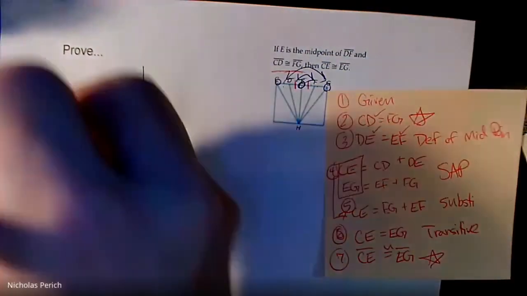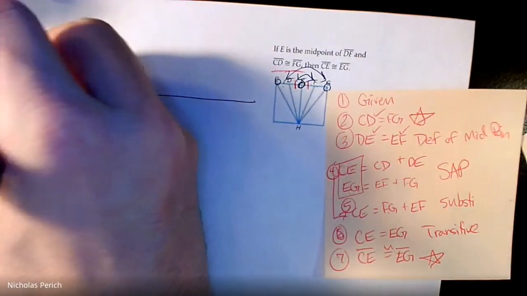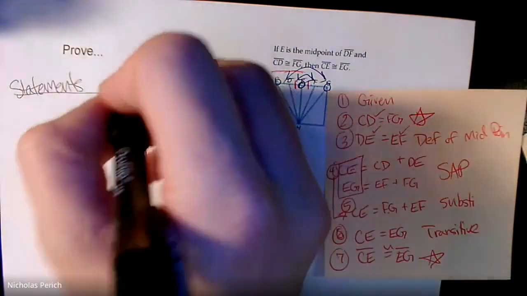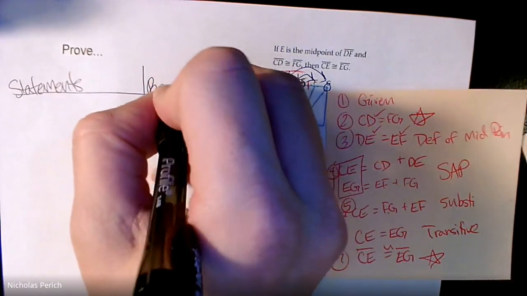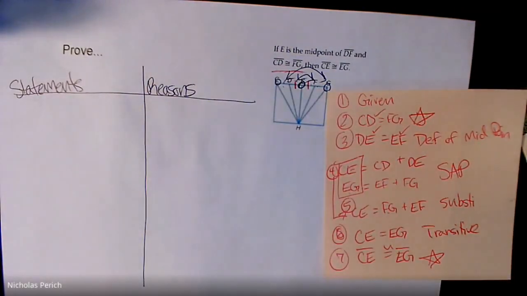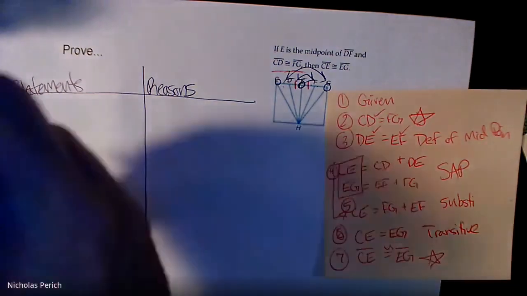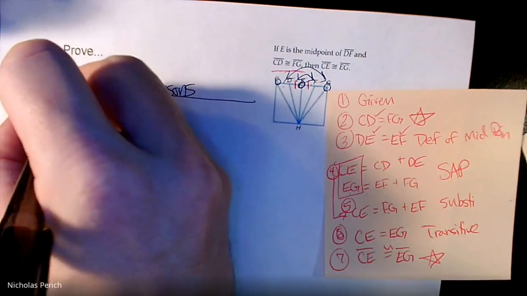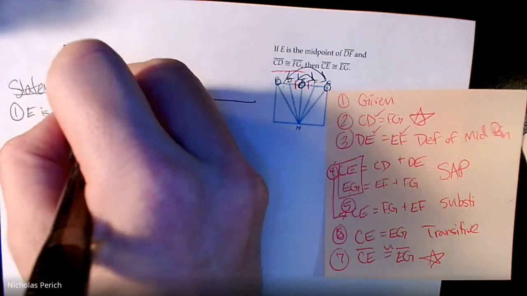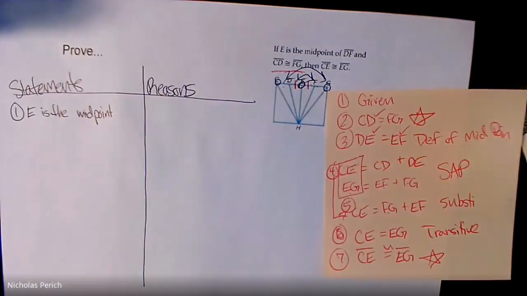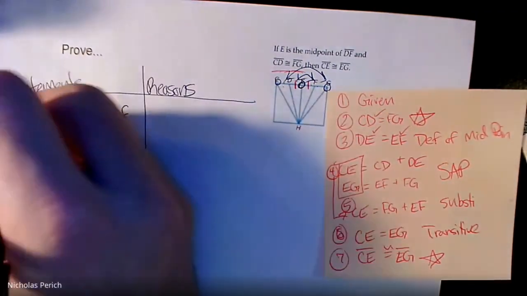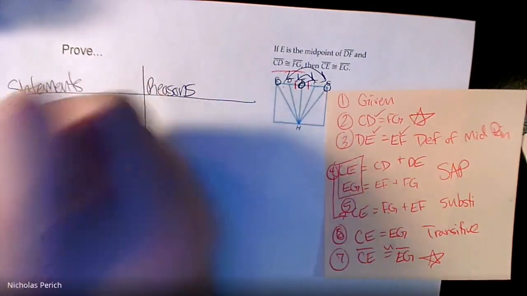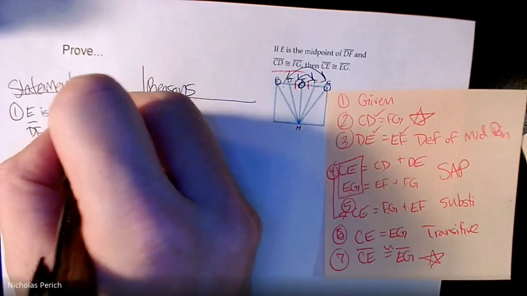Let me make a proof, statement, reasons. Statement number 1 is always my given. E is the midpoint of segment DF. Also, CD is congruent to FG.